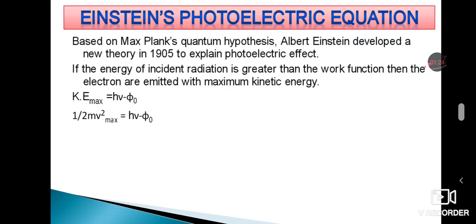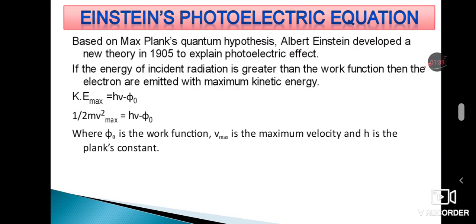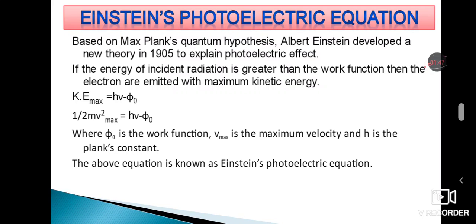Phi naught is the work function and h nu is the energy of the photon. For the kinetic energy, we can write it as half m v square maximum is equal to h nu minus phi naught, where phi naught is the work function, v maximum is the maximum velocity, and h is Planck's constant. The above equation is known as Einstein's photoelectric equation.